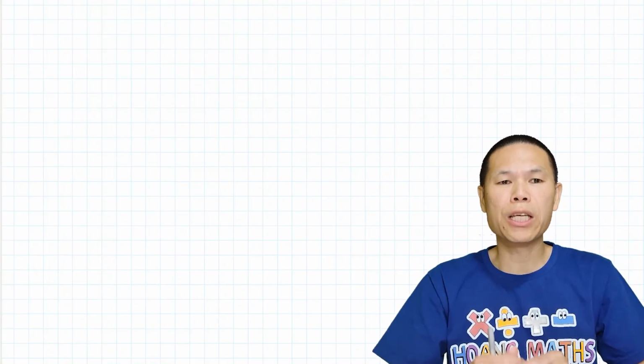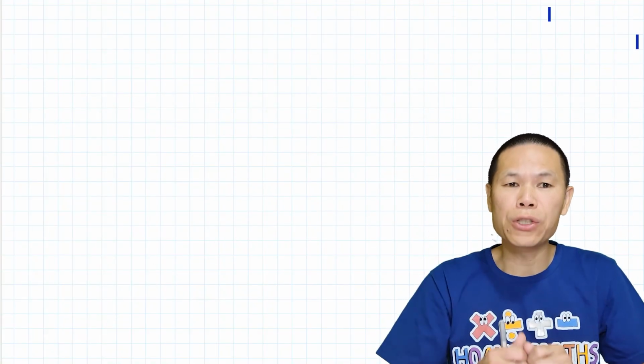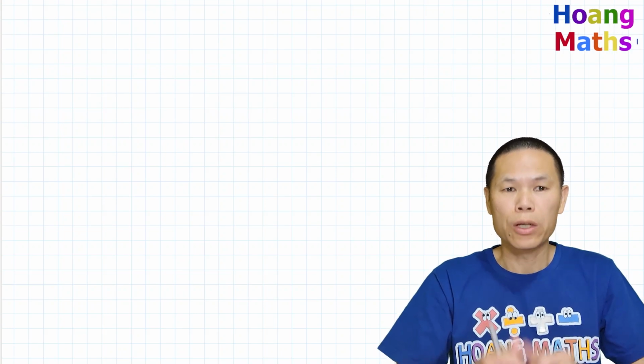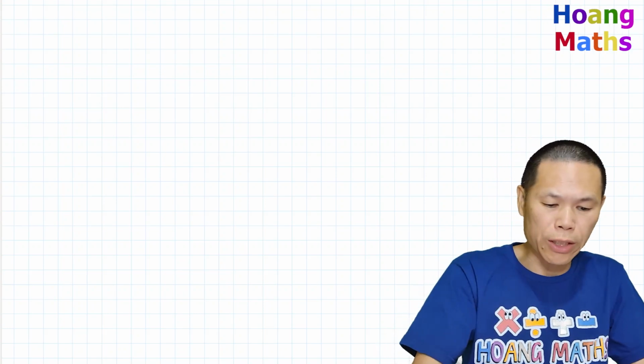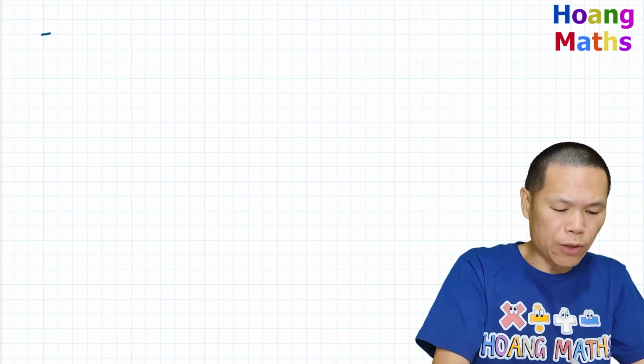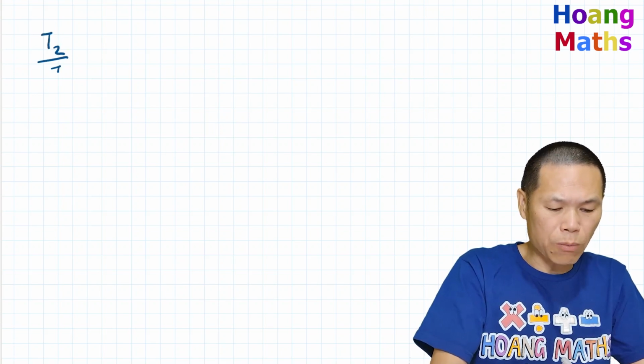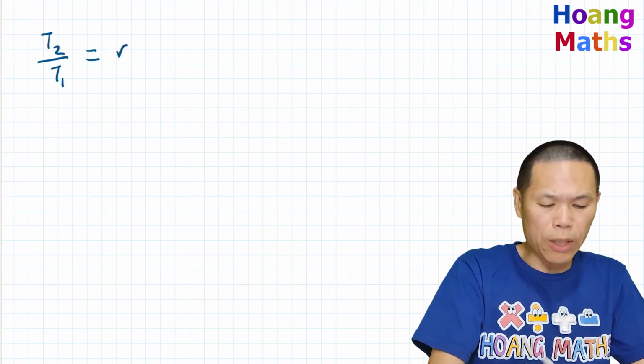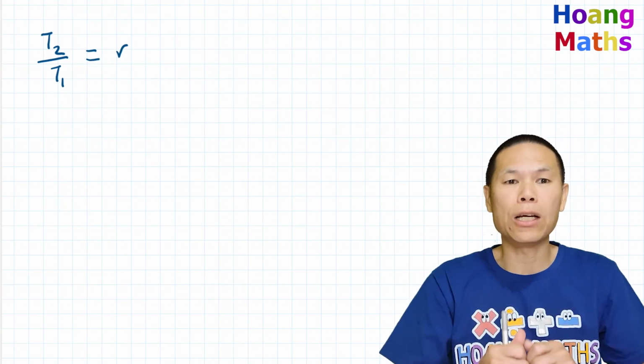In a geometric sequence, we can find the common ratio by using term 2 divided by term 1. So let me just write this down. So let's say I have term 2 divided by term 1. That will give me the common ratio. So R is the common ratio.